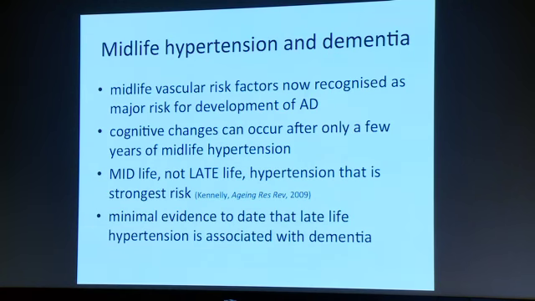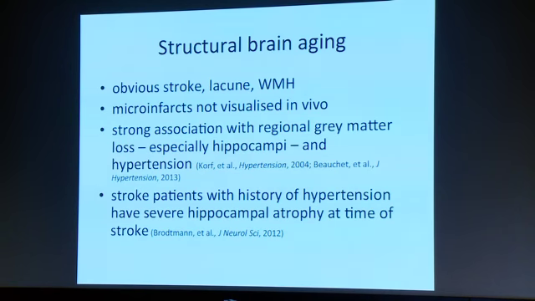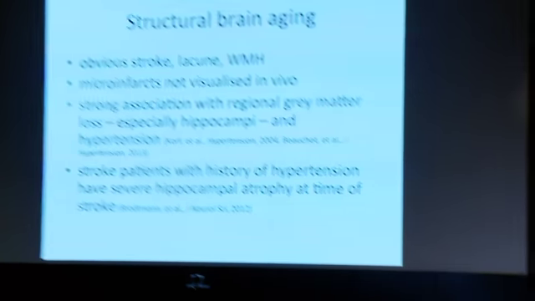In fact, late life hypertension probably doesn't matter so much to the brain. There's very little evidence that if you get high blood pressure in your 80s, it's going to really be associated. But if you've had it all your life, then that matters. So get checked. Structural brain ageing, these strokes and this white matter disease are really strongly associated. And the other thing that's associated is loss of brain tissue in these hippocampi, again in parts of the grey matter. And we know that people can have very severe shrinkage and atrophy of the hippocampi, even if they've got a long history of hypertension at the time they present with their first stroke. So the damage is going on at the time.